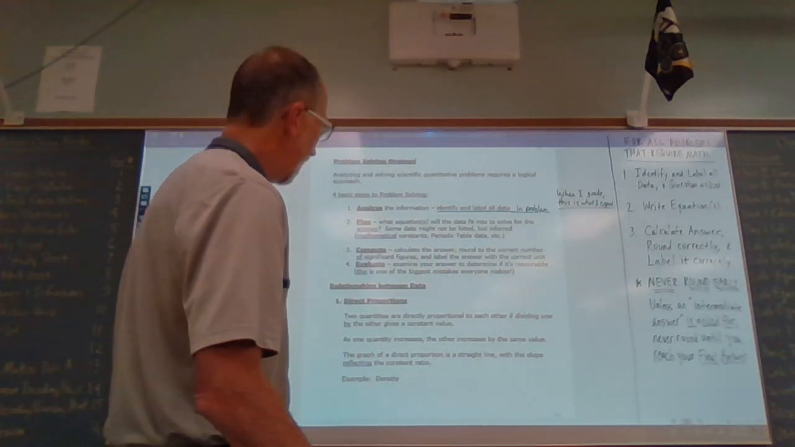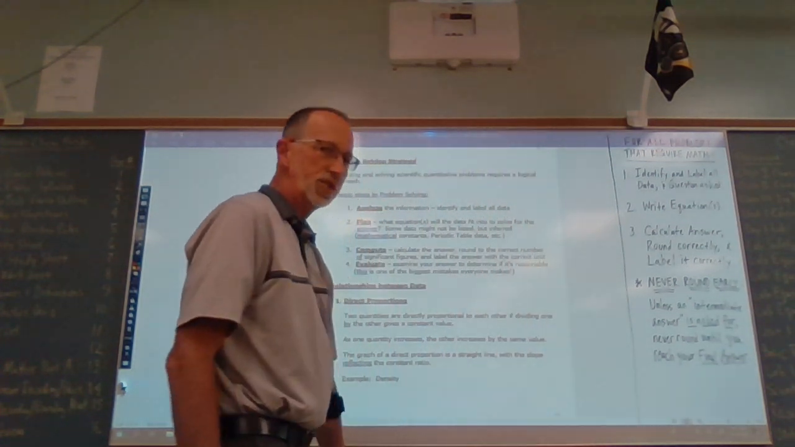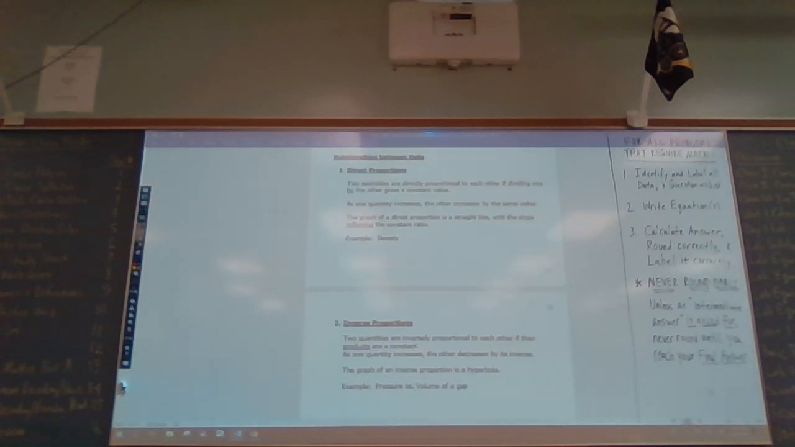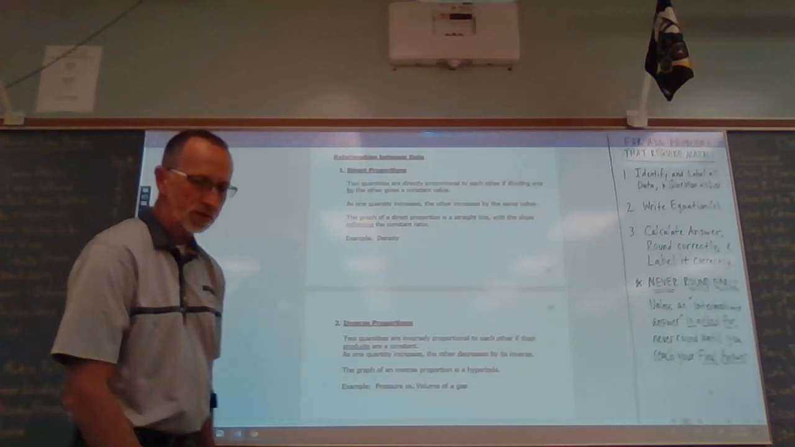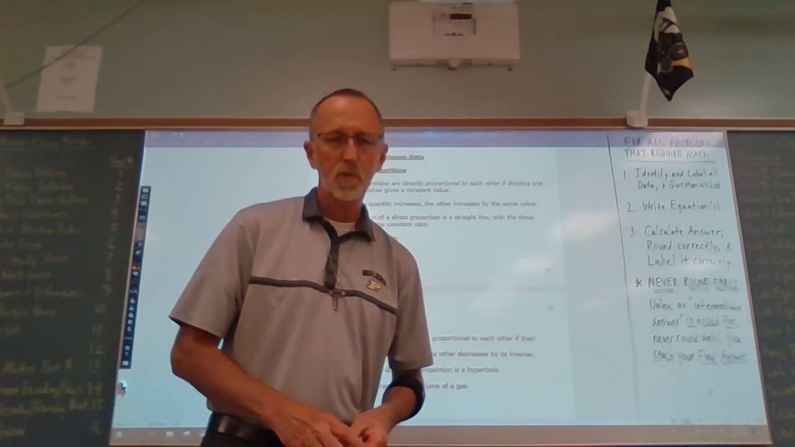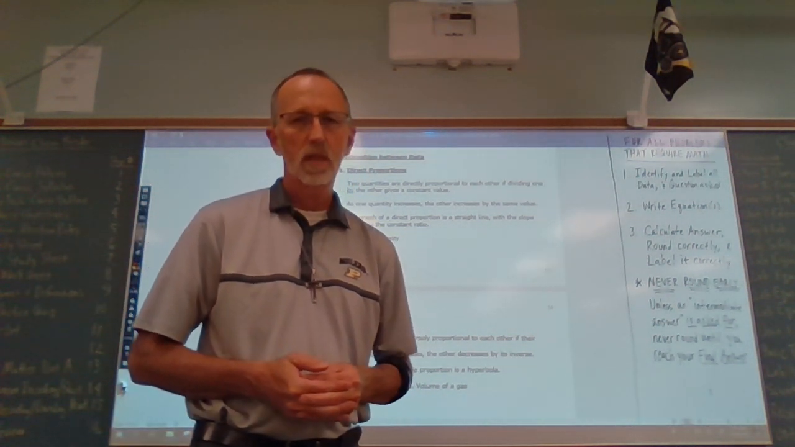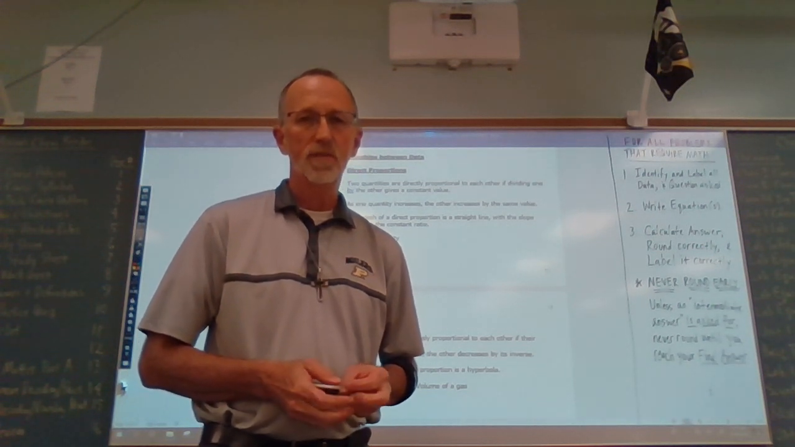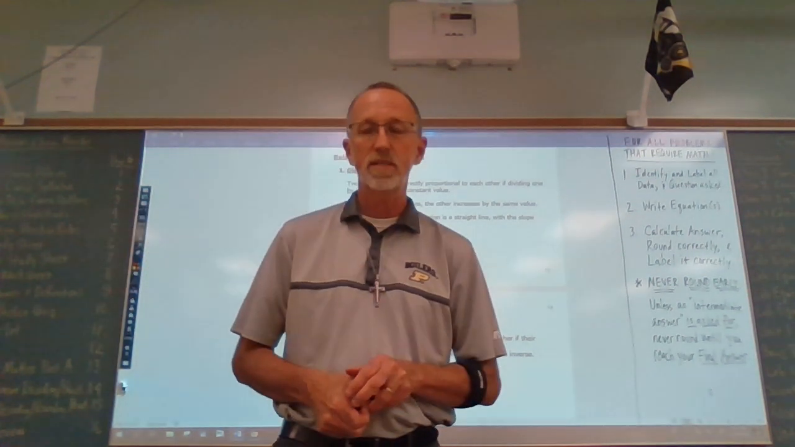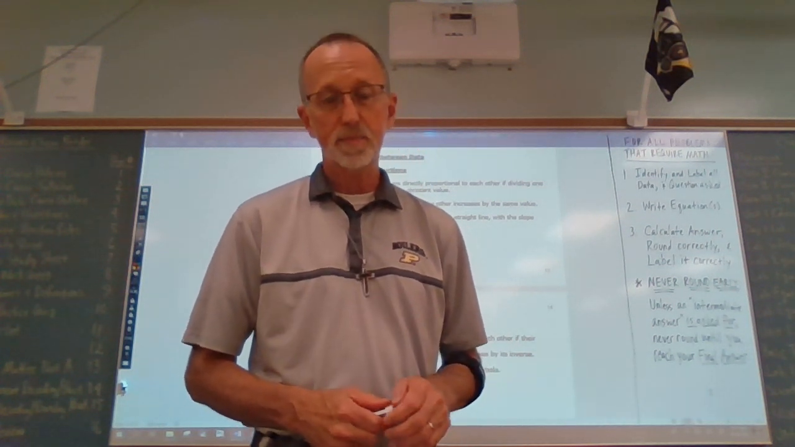All right, so next. Relationships between data. Let me advance the page. Direct proportions. Two quantities are directly proportional to each other if dividing one by the other gives a constant value. This is going to involve extensive properties. Mass and volume are extensive properties. Extensive properties, remember, vary by sample size.